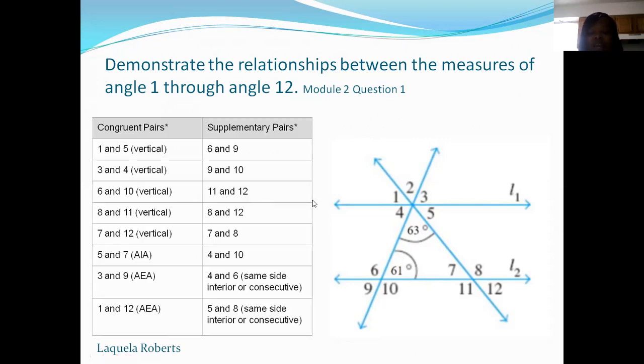As you can see here, we have our chart to let us know about the different congruent pairs. So we have 1 and 5, 3 and 4, 6 and 10, 8 and 11, 7 and 12, 5 and 7, 3 and 9, 1 and 12. Then over here, we have our supplementary pairs, which are 6 and 9, 9 and 10, 11 and 12, 8 and 12, 7 and 8, 4 and 10, 4 and 6. They're the same side interior or consecutive. And then we have 5 and 8, which is the same as what we were saying.